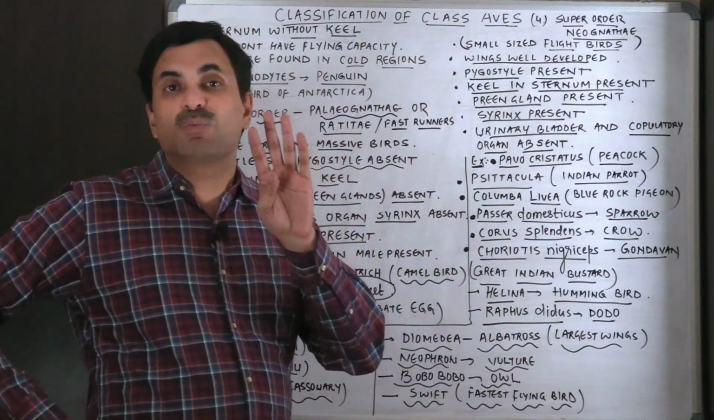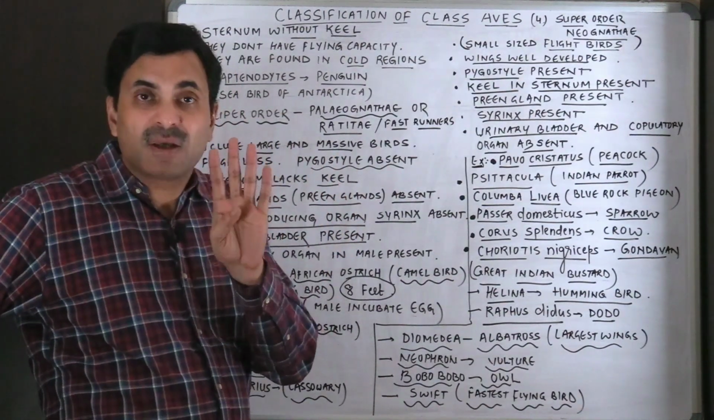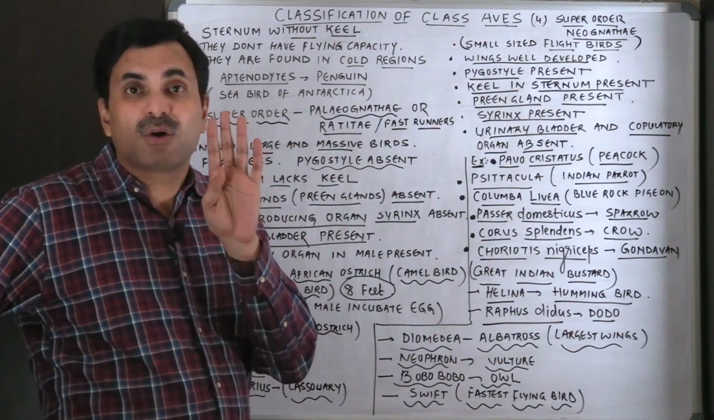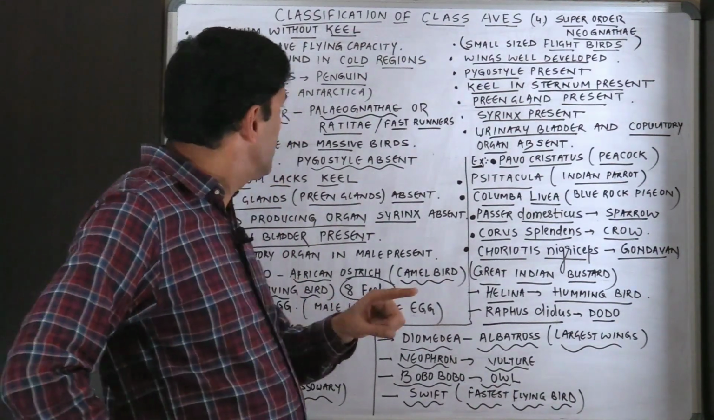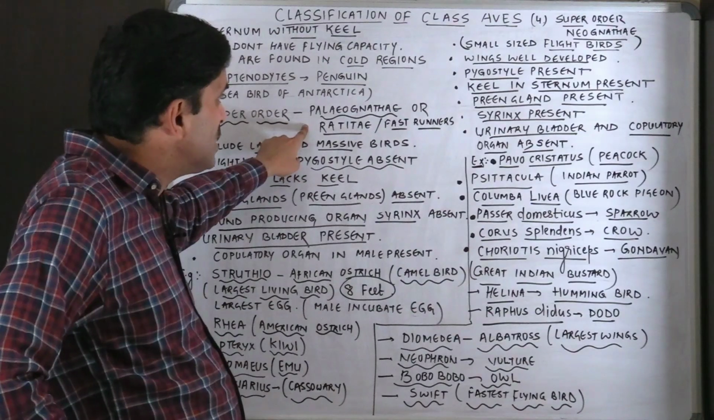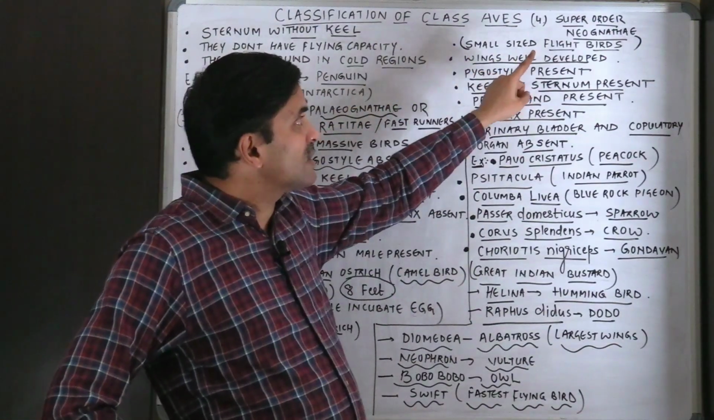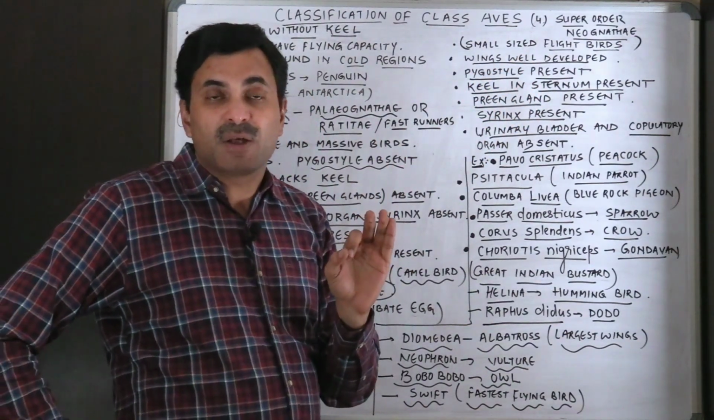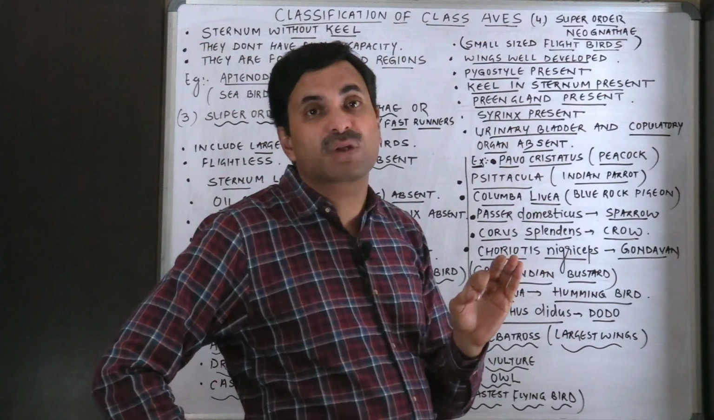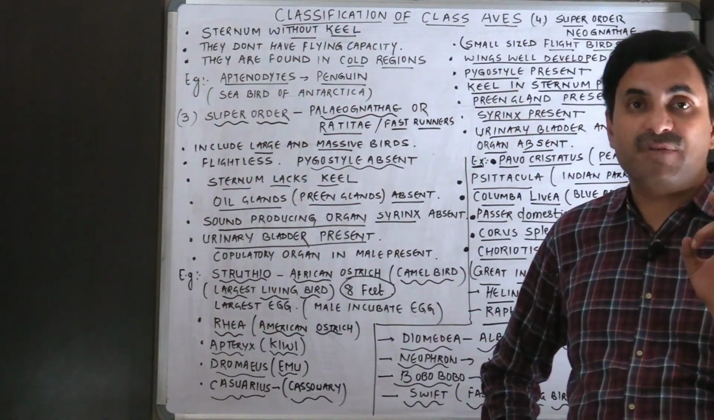So how many superorders have we discussed? Four superorders. Number 1 was the Odontognathae. Number 2 was the Impennae. Number 3 was the Palaeognathae or the Ratitae, the fast runners. And number 4 was the superorder Neognathae. So this was about the classification of the class Aves.